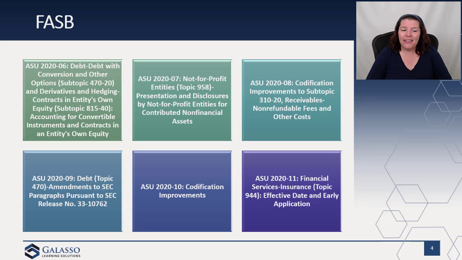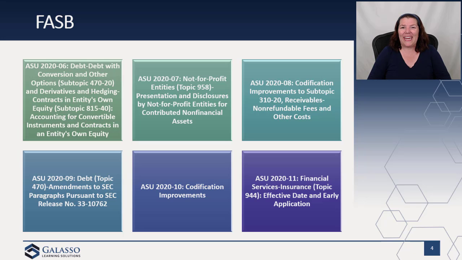ASU 2020-07 will impact just our not-for-profit entities, and this is additional presentation and disclosure requirements for gifts in kind or contributed non-financial assets. This is really addressing a regulatory push. A lot of regulators were unhappy with the measurement of fair value for these donated items, and so they're going to provide some additional disclosures as well as special presentation to call attention to them, not changing how we calculate fair value, but just providing more insight and transparency into the calculation.